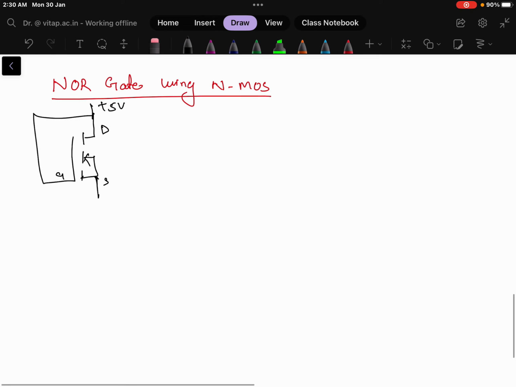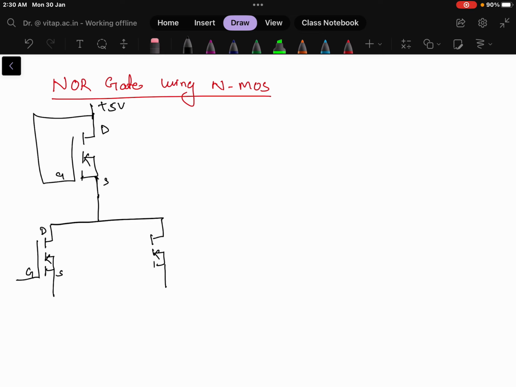Now how to connect the MOSFETs to get an OR gate? In this case it will be connected in parallel. So if I connect one MOSFET here, it will be connected like this. This will be my drain, source and the gate is connected here, and there will be another MOSFET as well. This is NMOS I am doing. This is drain, this is source and this will be your gate. In this case the inputs are taken as A input here and B input here.